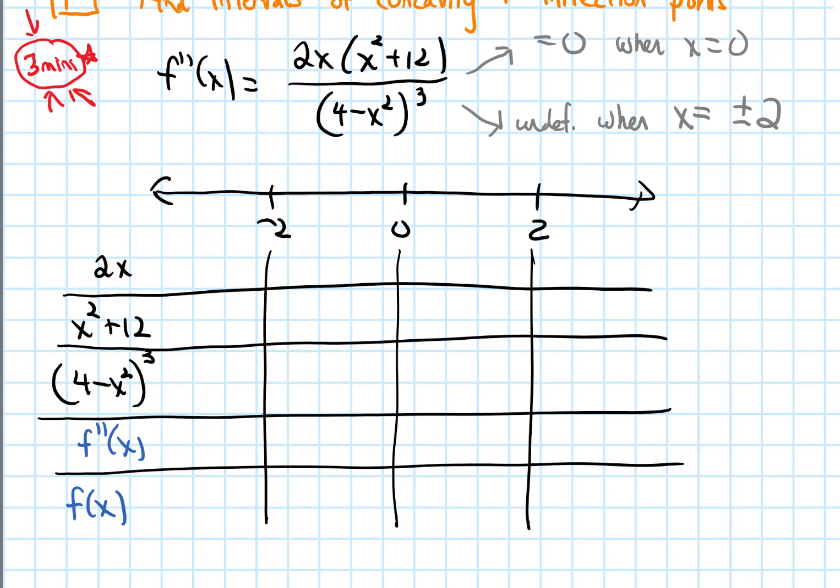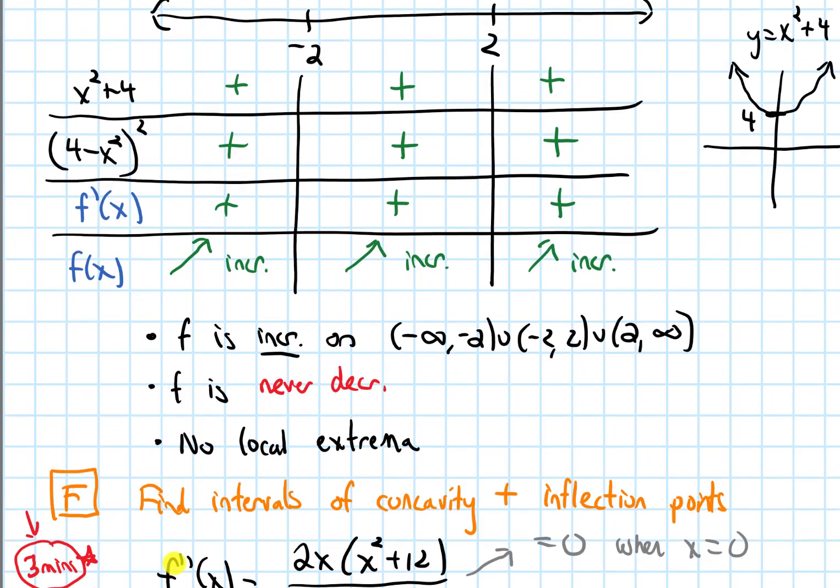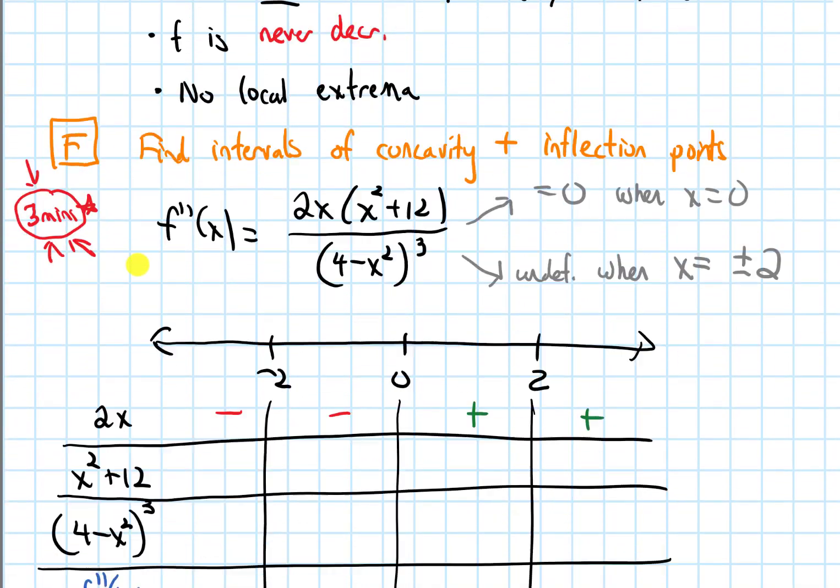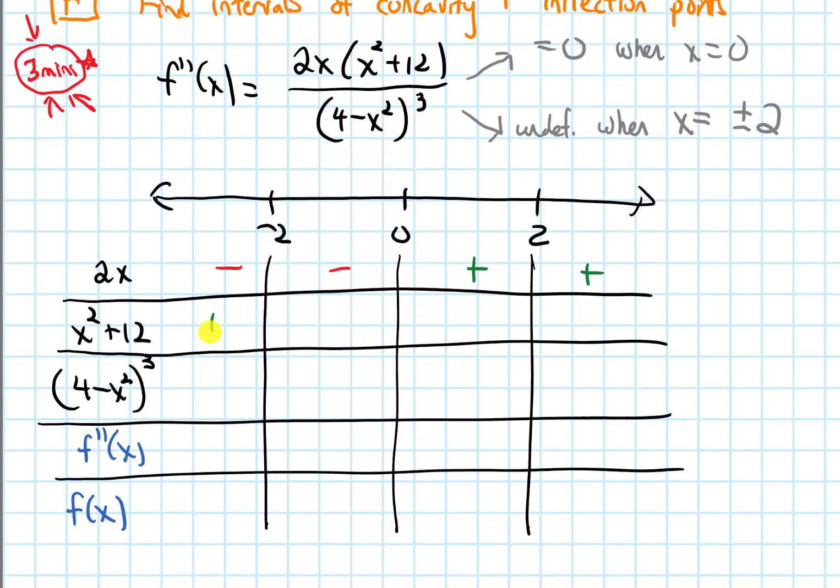Okay, and for 2x, that's going to be positive to the right of 0 and negative to the left-hand side of 0. With x squared plus 12, it's really similar to the x squared plus 4 factor, except the parabola is going to be shifted up even more. So the outputs are definitely all going to be positive. This is all going to be positive.